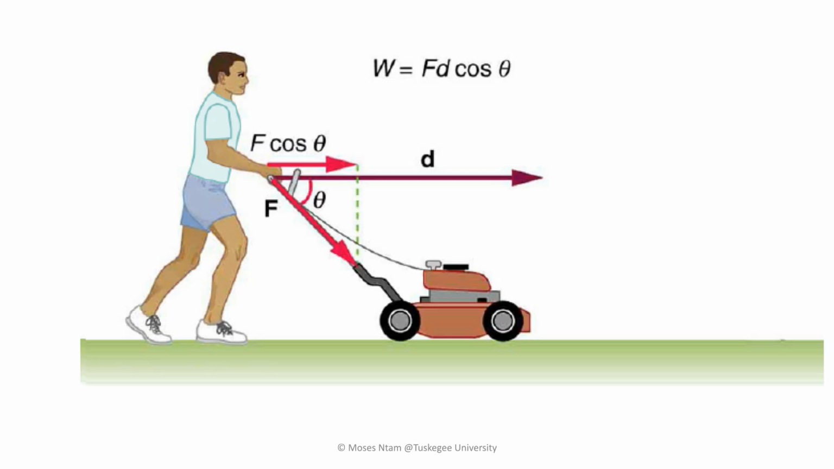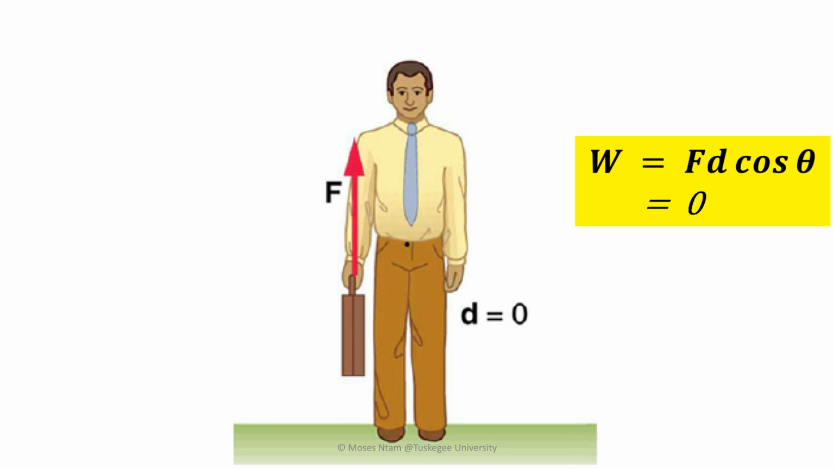This diagram illustrates the work done when a force is applied at an angle to an object's displacement. The formula W equals F d cosθ accounts for the angle between the force and displacement vectors. When there is no displacement, or the force is perpendicular to the displacement, the work done is zero.